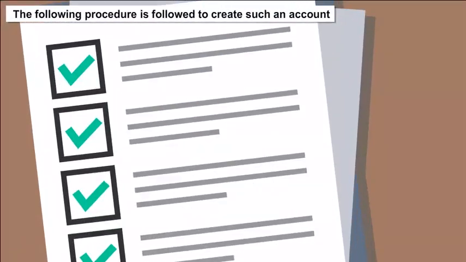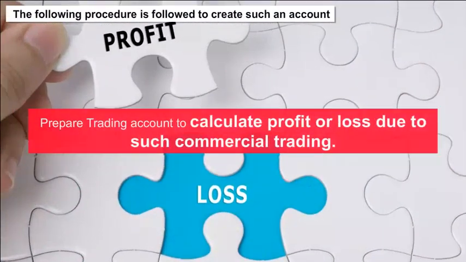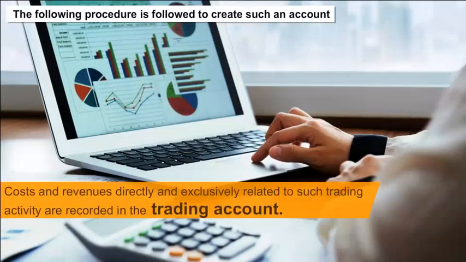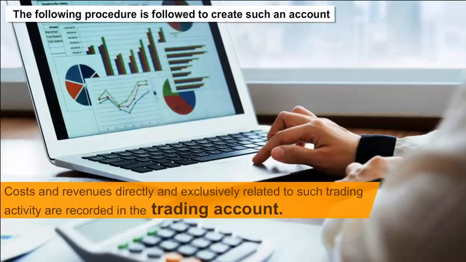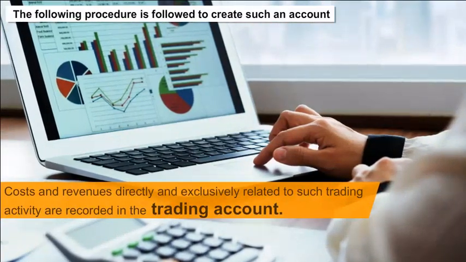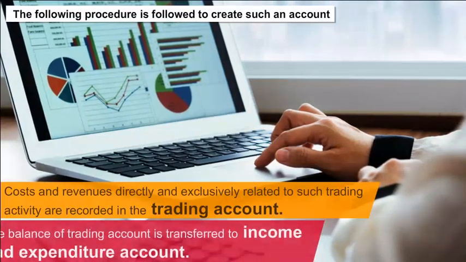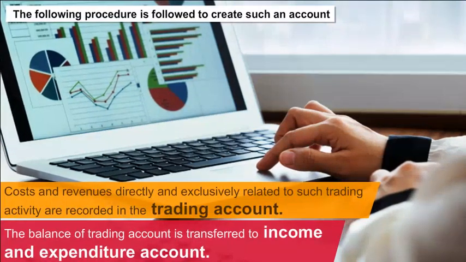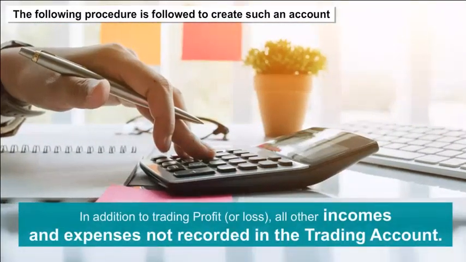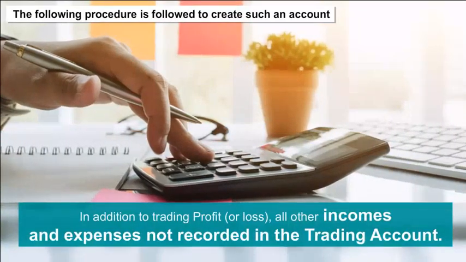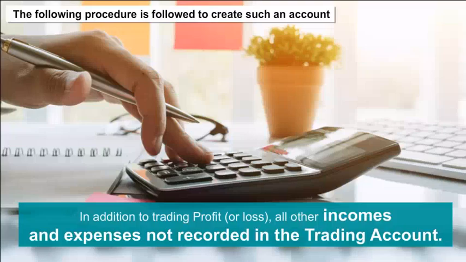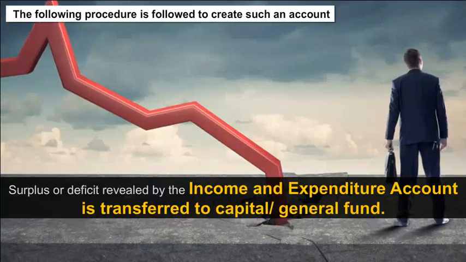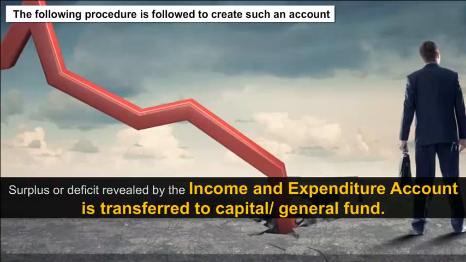The following procedure is followed to create such an account. Prepare a trading account to calculate profit or loss due to such commercial trading. All costs and revenues directly and exclusively related to such trading activity are recorded in the trading account, and the balance of the trading account is transferred to the income and expenditure account. In addition to trading profit or loss, all other incomes and expenses not recorded in the trading account are recorded, and the surplus or deficit revealed by the income and expenditure account is transferred to the capital or general fund.